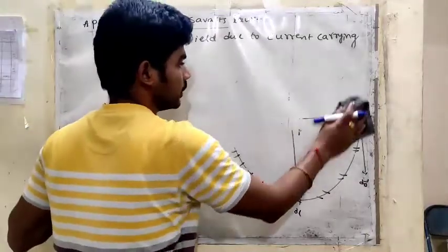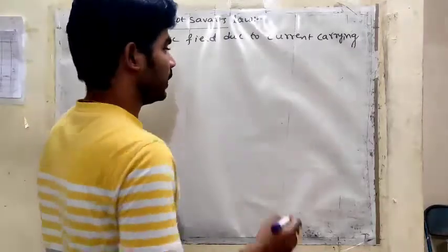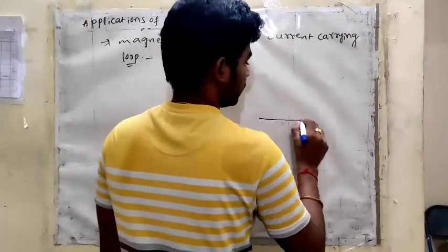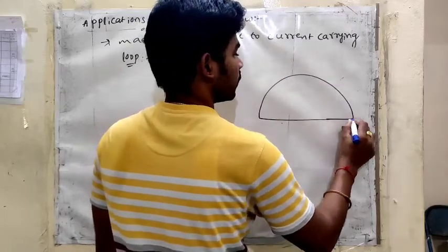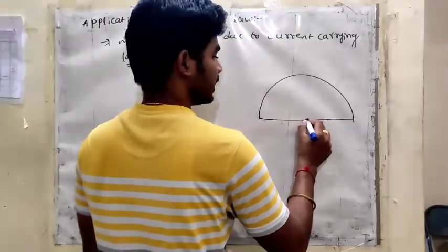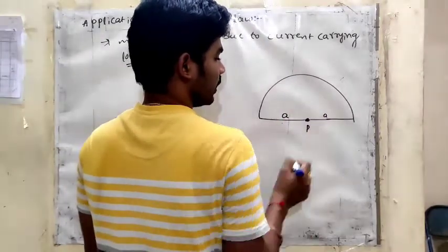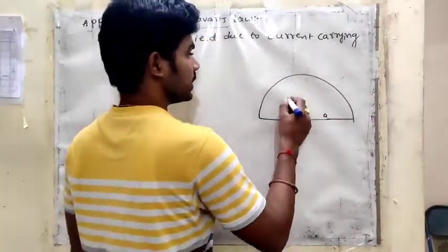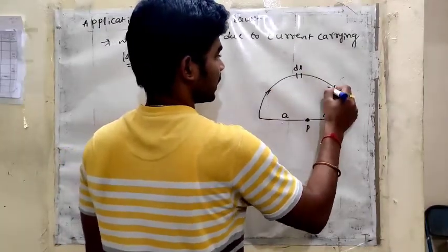Now I am calculating the magnetic field value of a semicircle. Here I am taking only the semicircle, and at exactly the center point P I am calculating the magnetic field. The radius is a, and here also the radius is a only. Here I am taking a very small element of length. On this side, electric current is passing.